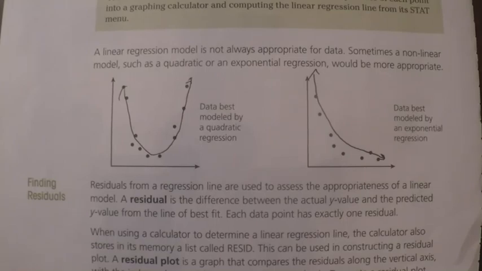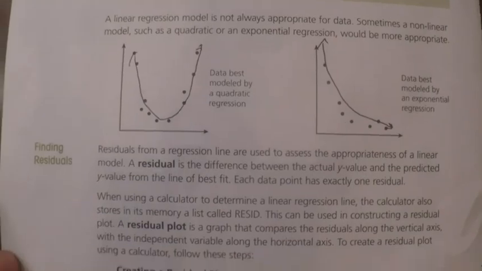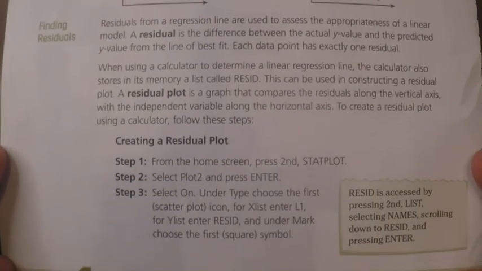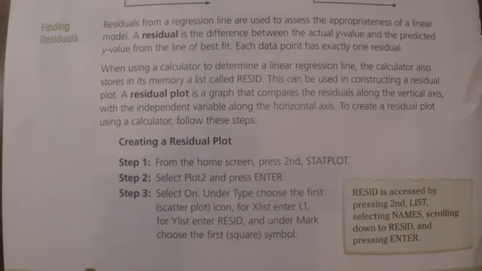Now, the last thing in this chapter, before we get into the practice questions, is looking at residuals. Residuals from a regression line are used to assess the appropriateness of a linear model. A residual is the difference between the actual y value and the predicted y value from the line of best fit. Each data point has exactly one residual. When using a calculator to determine a linear regression line, the calculator also stores in its memory a list called the residuals. This can be used in constructing a residual plot.